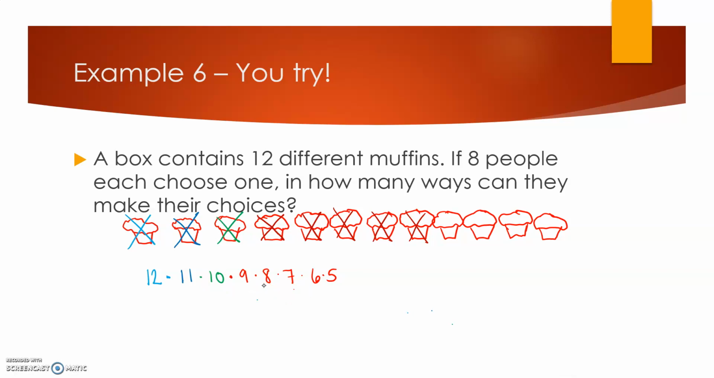All right, so I'm going to multiply all these together. Now, rather than doing 12 times 11 and then 12 times 10, or that answer times 10 and then that answer times 9, I'm going to go ahead and just use my calculator. I'm going to do 12 times 11 times 10 times 9 times 8 times 7 times 6 times 5, and I get, are you ready? 19,958,400. This is how many different ways people can choose their muffins. Bet you're really glad now that I'm not making you do this by hand.